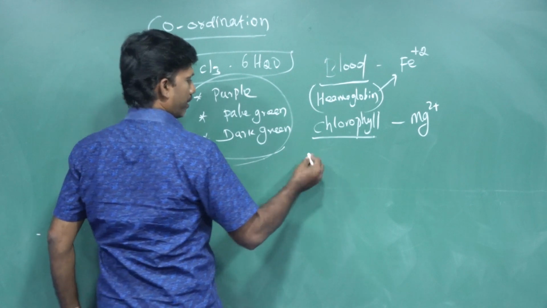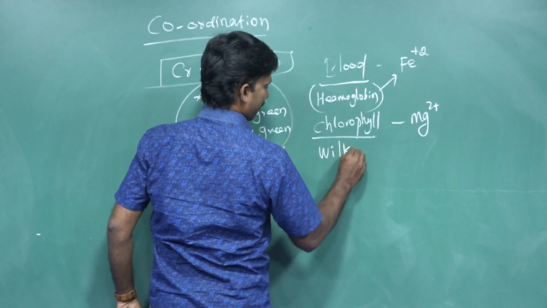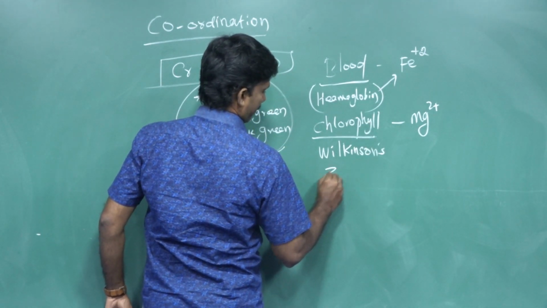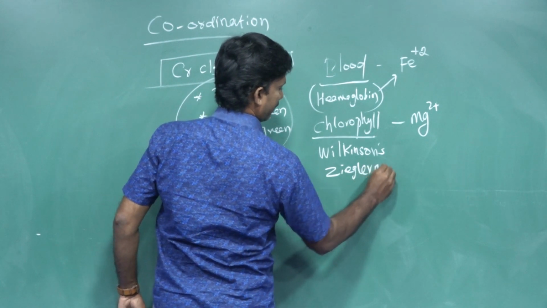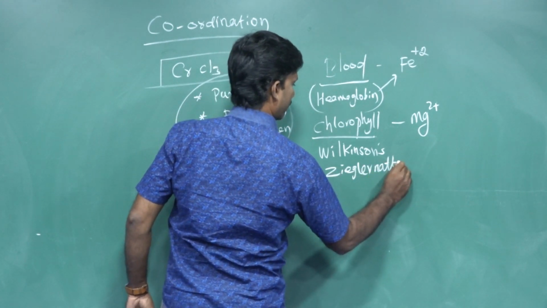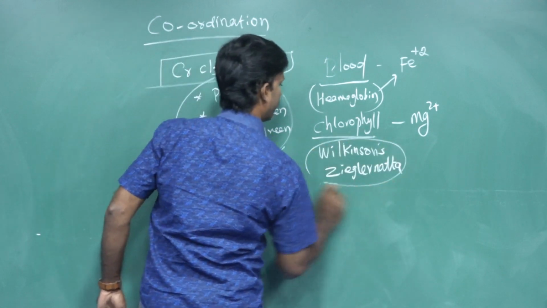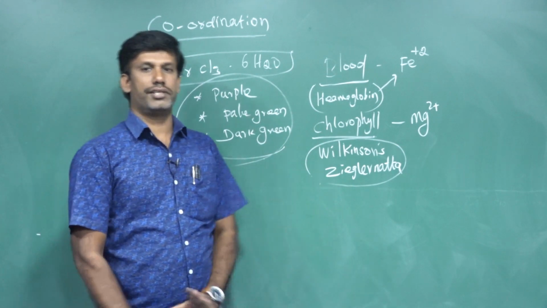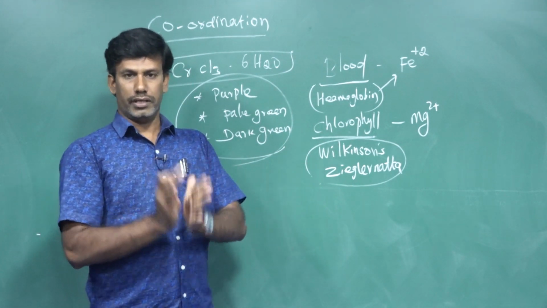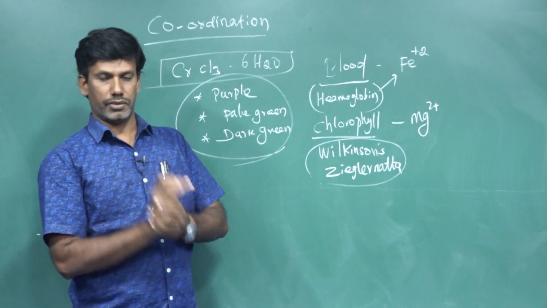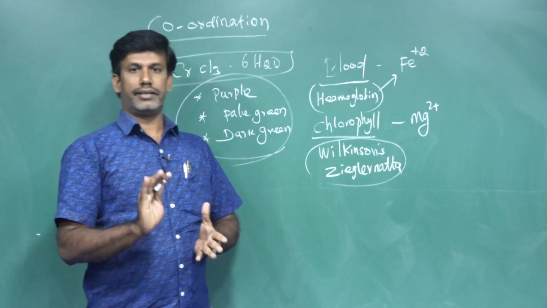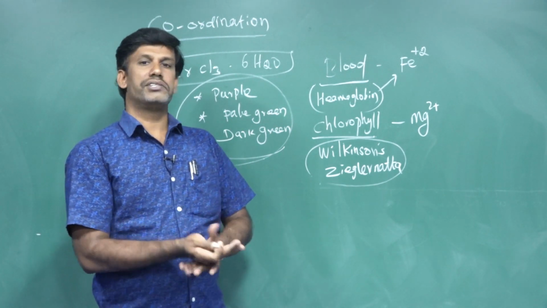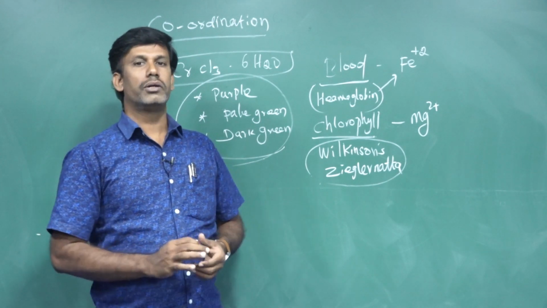And in addition, for industrial purposes, Wilkinson's catalyst and Ziegler-Natta catalyst are industrial catalysts used in industries. These all come under coordination compounds only. So we need to learn about coordination compounds. What is a coordination compound? What are the component terms and terminologies, their properties, structures, isomerism and uses? That we are going to see now.